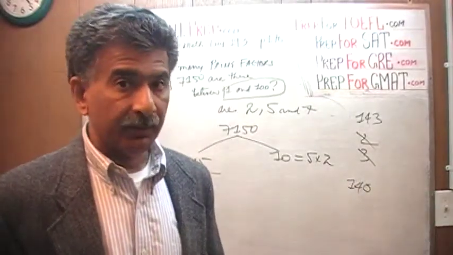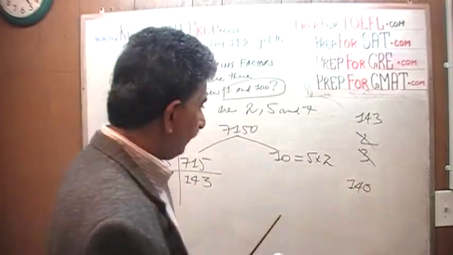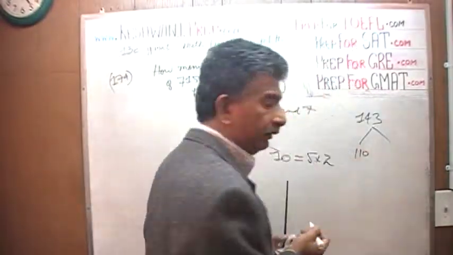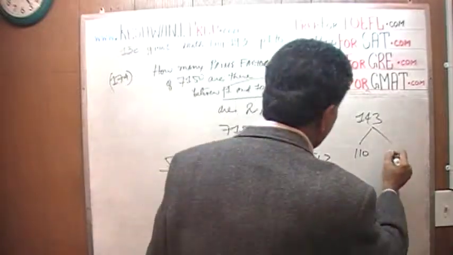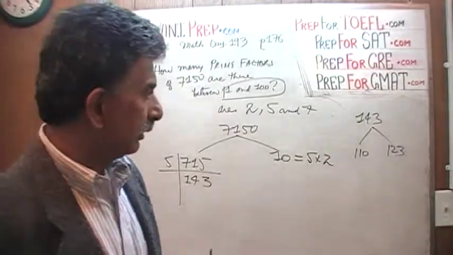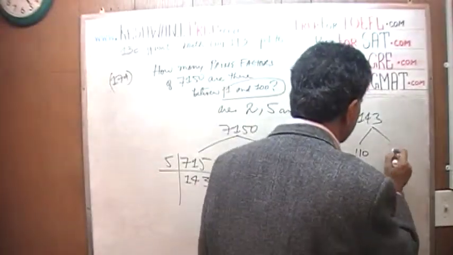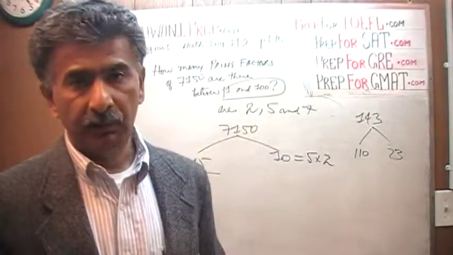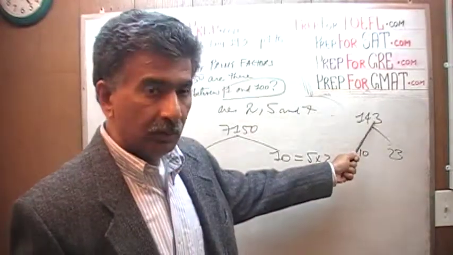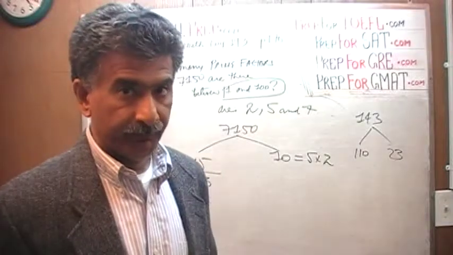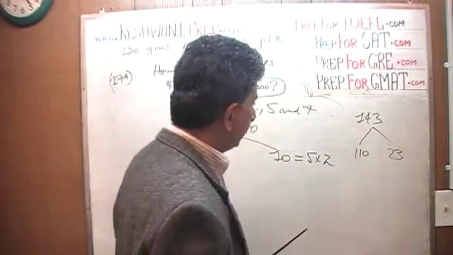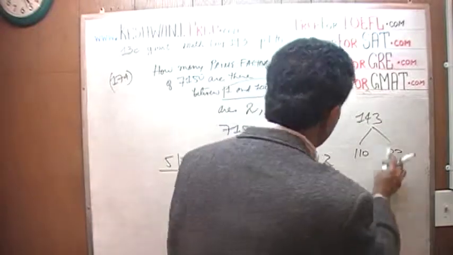Can we divide it by 11? Well, let's find out. 110 is made up of 10 11s, and that is going to leave us with 23. 23 cannot be divided by 11. 24 can be, which means had it been 144 it would have been divisible by 11. Is that right? Did I make a mistake? 143 minus 110 will leave us with 33.